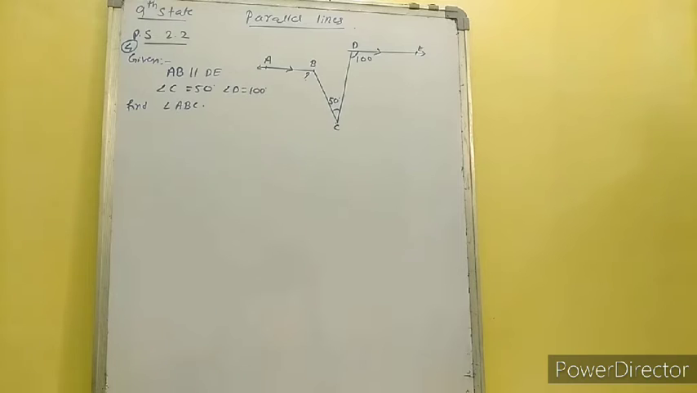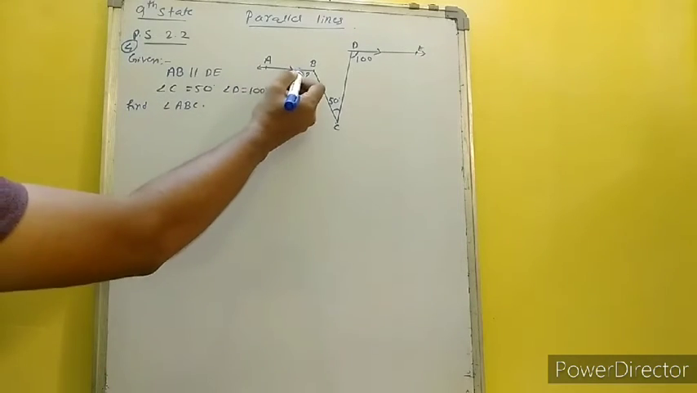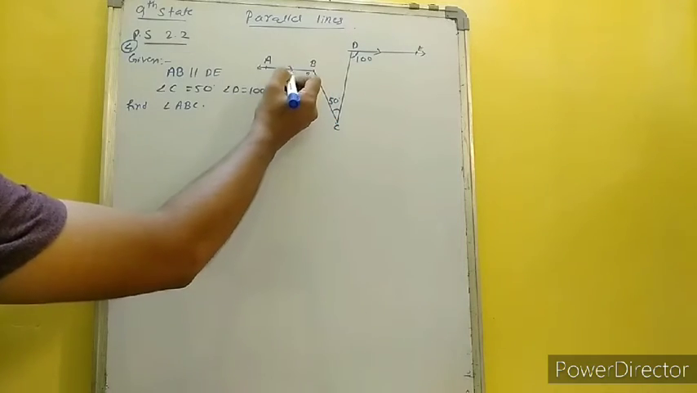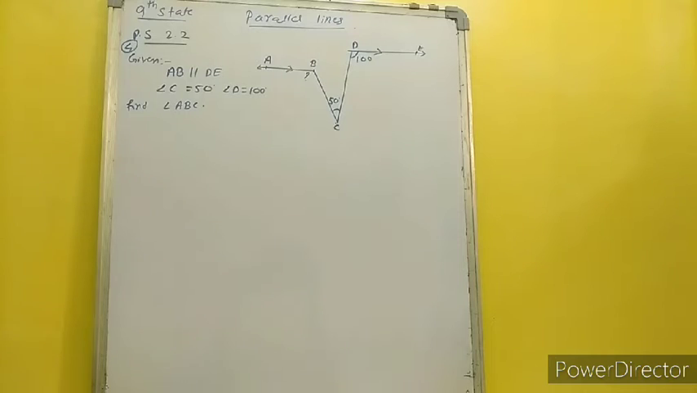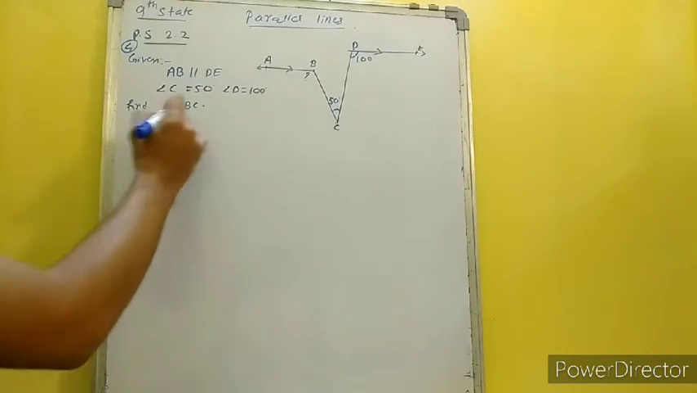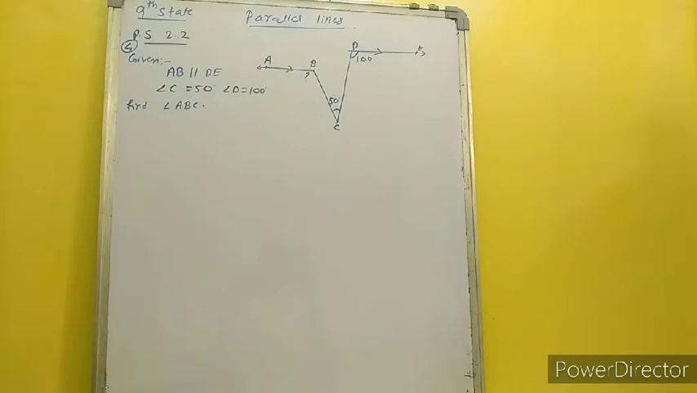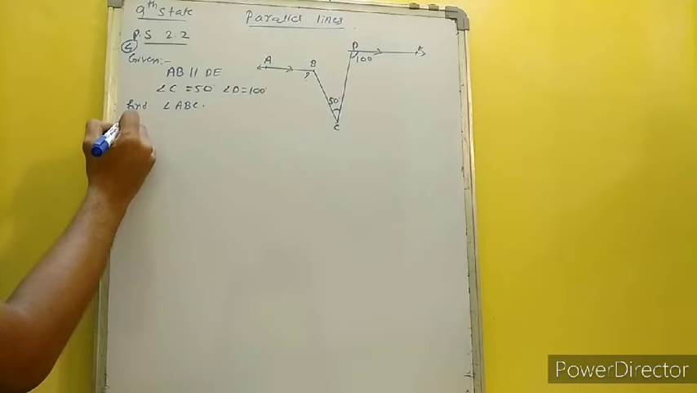Okay, in the fourth question of practice set 2.2, it is given that AB is parallel to DE. Angle C is equal to 50 degrees and angle D is equal to 100 degrees. We are asked to find out angle ABC. Before doing that, we need to do some construction.